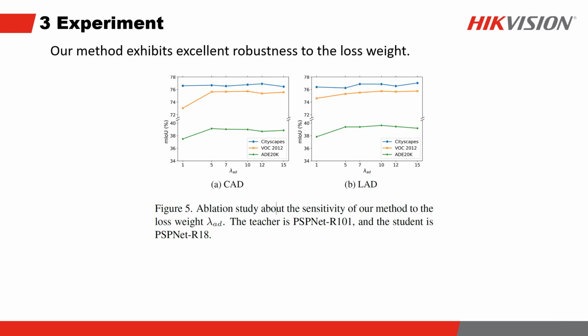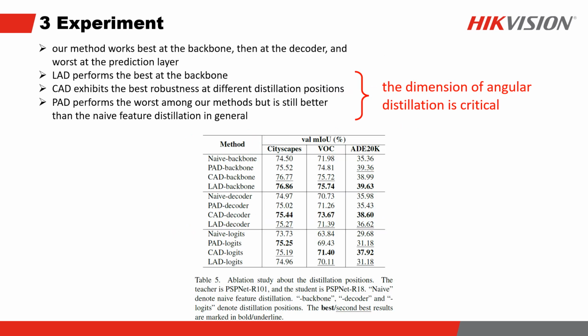Our method shows excellent robustness to the loss weight, which is the only hyperparameter in our method. We also compare our LAD, CAD, and PAD at different distillation positions. Our method works best at the backbone, then at the decoder, and worst at the prediction layer. LAD performs the best at the backbone. CAD exhibits the best robustness at different distillation positions. PAD performs the worst among our methods, but is still better than the naive feature distillation.